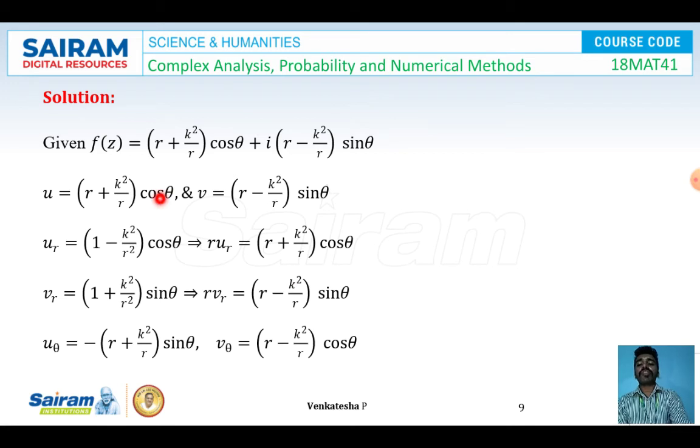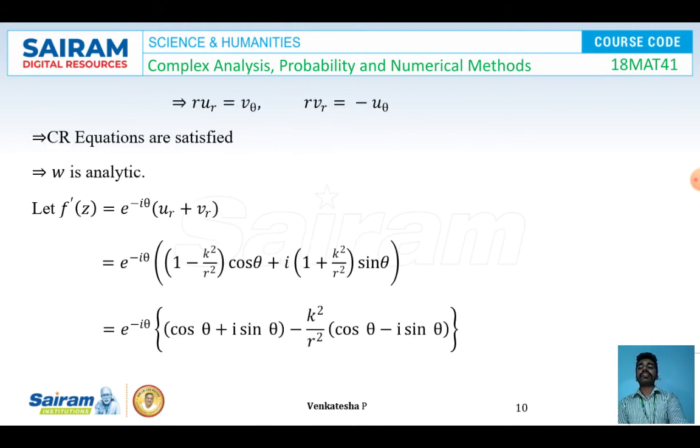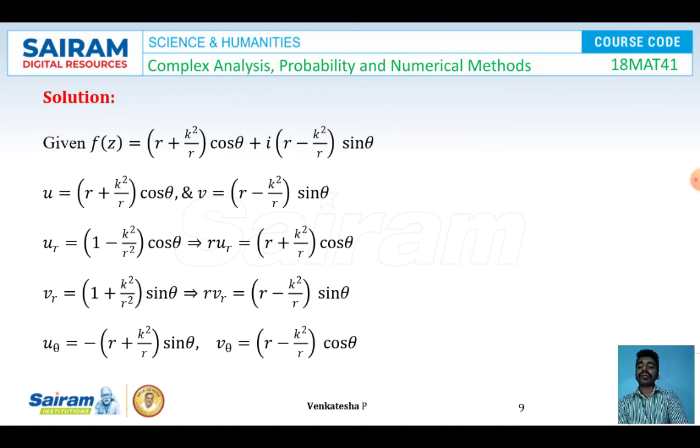Similarly, differentiating u and v with respect to θ, I got u_θ = (r + k²/r) times the derivative of cos, which is −sin θ. Same thing here: ∂v/∂θ, keeping (r − k²/r) as it is, sin θ becomes cos θ. So I got u_θ = −(r + k²/r) sin θ and v_θ = (r − k²/r) cos θ. From these equations we can say that r u_r = −v_θ... and r v_r = u_θ.